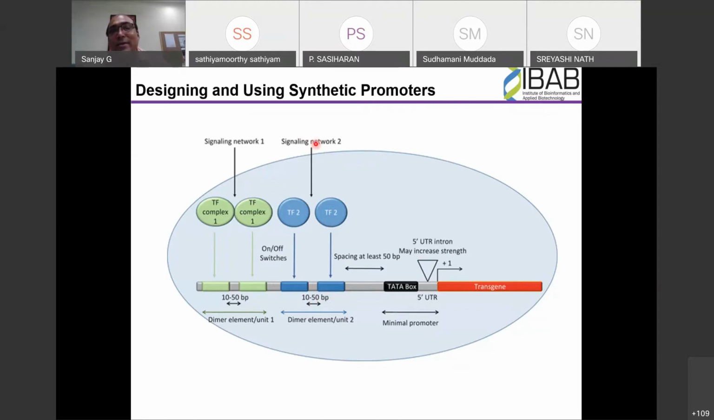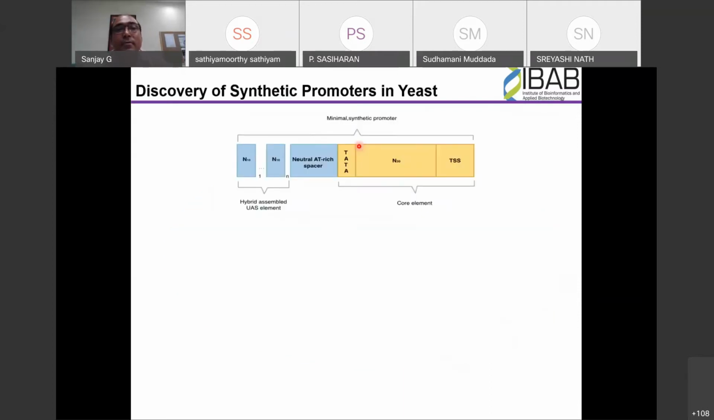So you can imagine we can have a cell where, by adding some environmental or external cues, chemical or physical, we can control the cell behavior because we are expressing certain genes in the cell ectopically. So how are they discovered? There are a couple of papers out there which released these minimal core elements, and these distances are known.